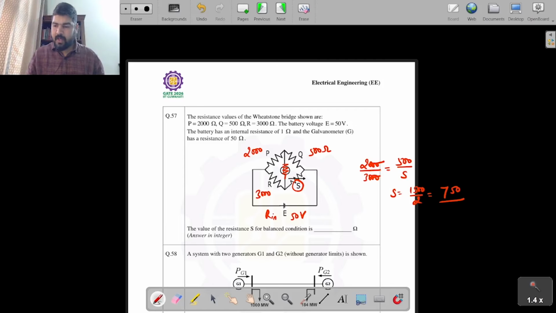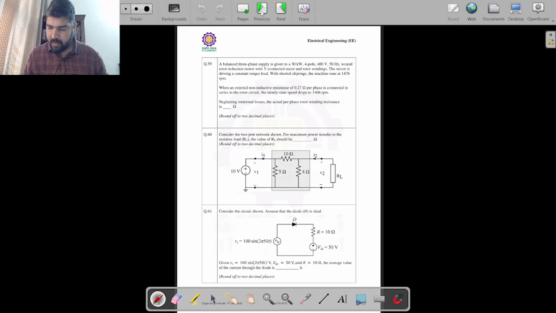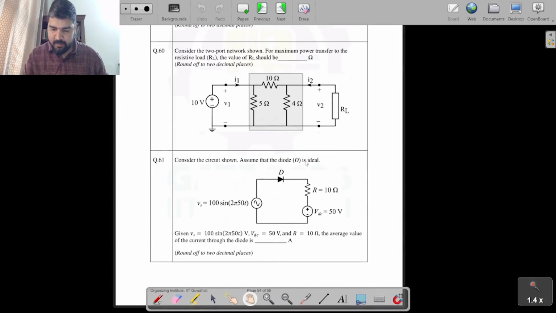Easy peasy. Okay, let's move to the next question, question number 61, again from power electronics. In this question we are provided with a circuit, and the voltage source is given as 100 sin 100t. There is an ideal diode, a resistor and a DC voltage source. Now we need to find the average value of the current through the diode. So again, it's very simple.